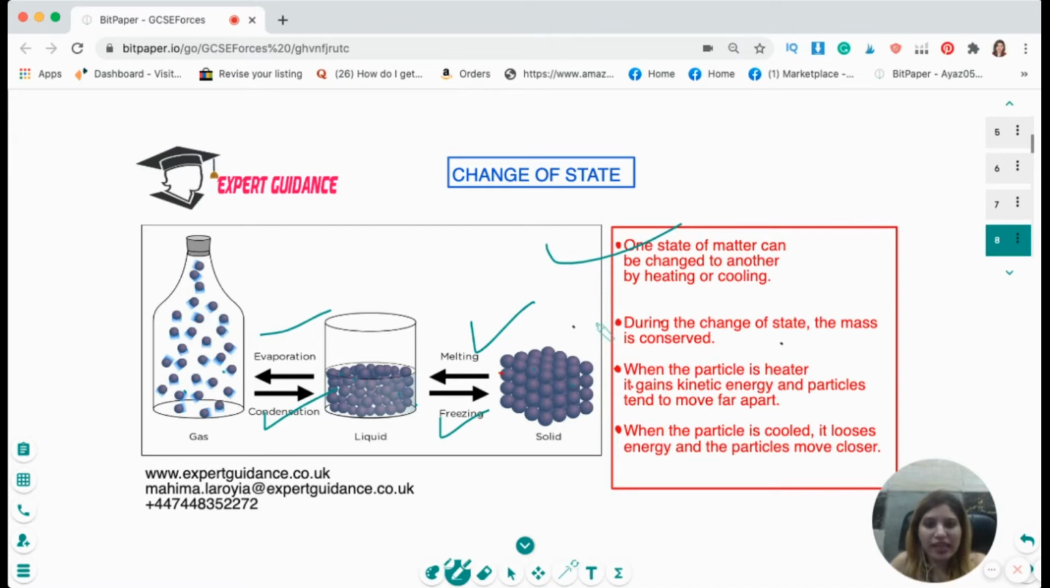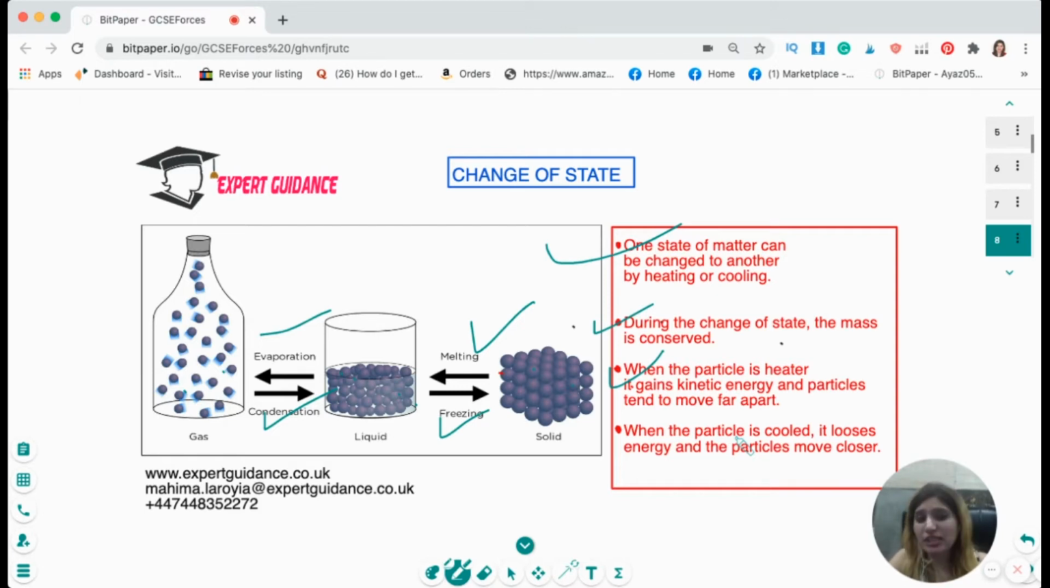During the change of state, the mass is conserved, and when the particle is heated, it gains kinetic energy. So the particles start to move away from each other. So the interparticle space increases and it changes into another state. And when the particle is cold, it loses energy. So the particles move closer. Therefore, they change from a liquid to a solid. Okay? So I hope all these changes that take place while heating and cooling are clear to you.